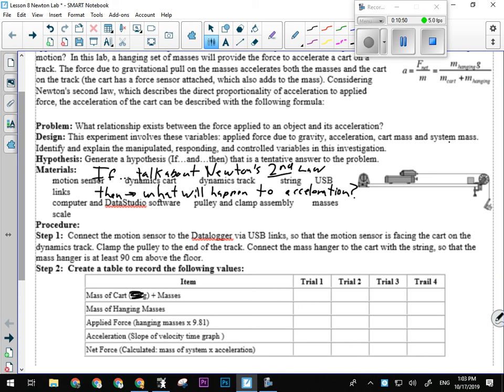Now, in order to keep the masses on the carts, every group is going to need a little bit of fun tack. Because if I just set the masses on here and then let the system go, Newton's first law will take effect. The cart will slide out from underneath the masses sitting on it, just like a magician pulling the tablecloth out from under the dishes.